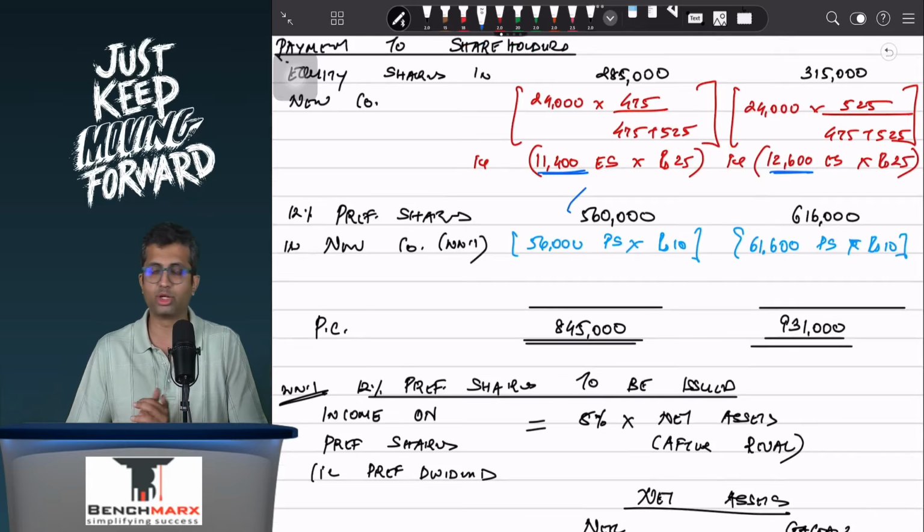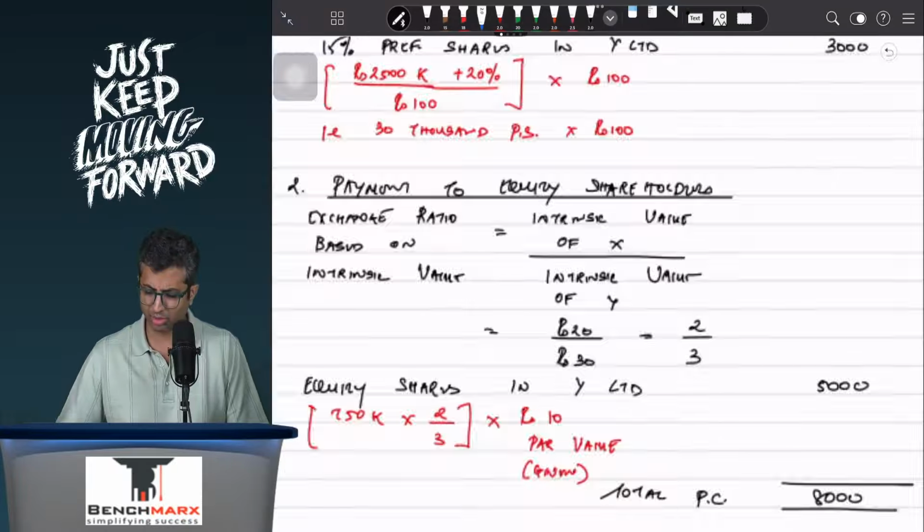And hence that is a part of your purchase consideration. 5,60,000 at the rate of rupees 10 is 56,000 shares of rupees 10 each. And hence 285 and 560. This is 845. Are we clear with this? This is 845. A similar working will be done for Gagan.